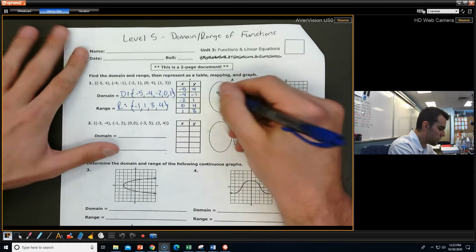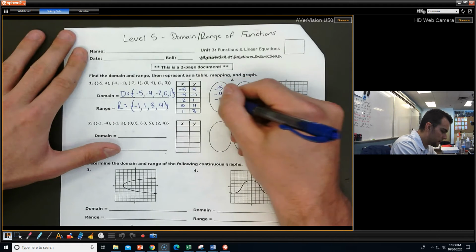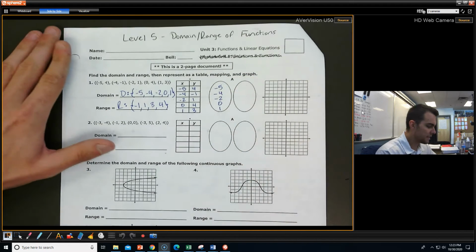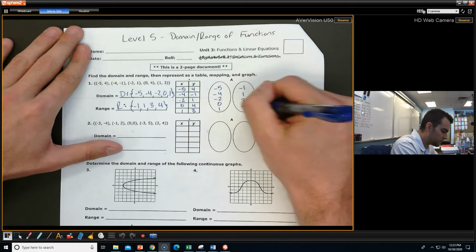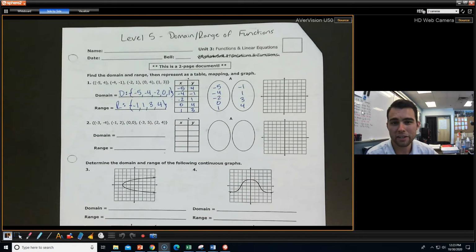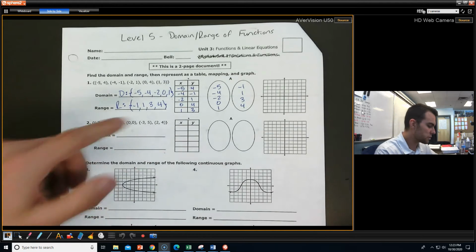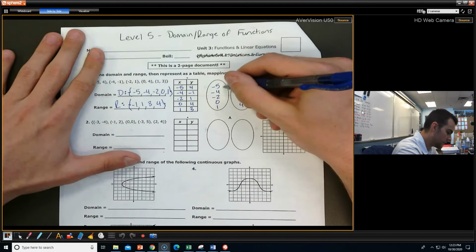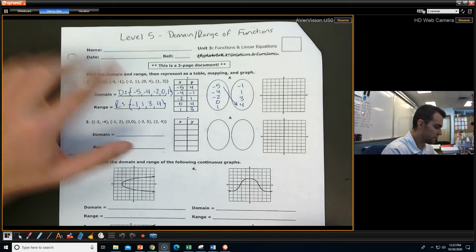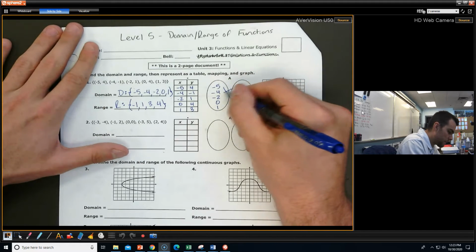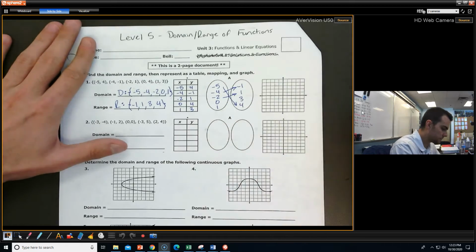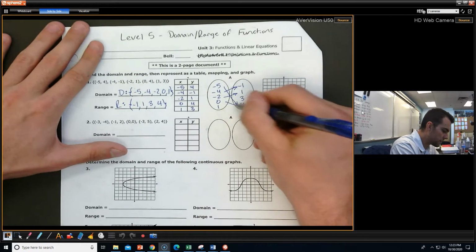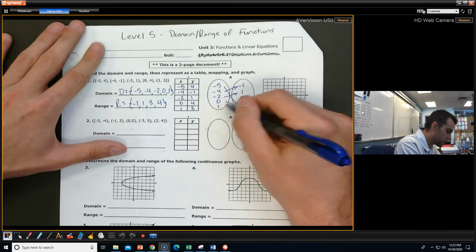So I can list my domain out. Go ahead and do that. And then I'll list out my range. So I had -1, 1, 3, and 4. Now all I'm going to do is draw arrows to show how these are related. So -5 is related to 4. -4 is related to -1. -2 is related to 1, 0 to 4, and finally 1 to 3.